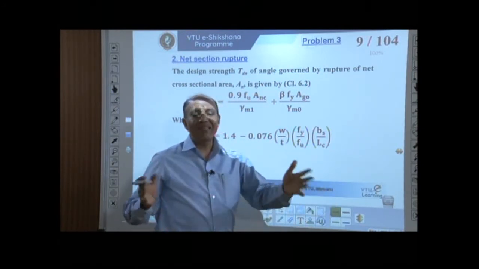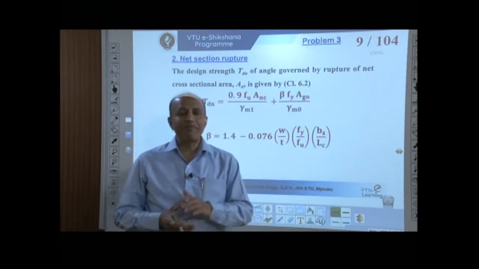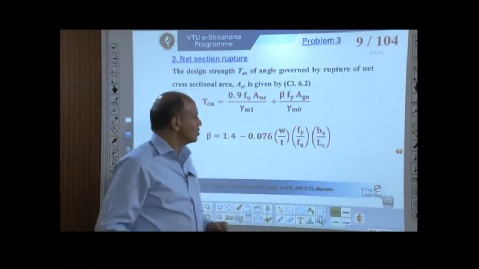and Lc is the length of the connection, which is nothing but the distance from the first bolt to the last bolt, correct? So let's try to see all those things.